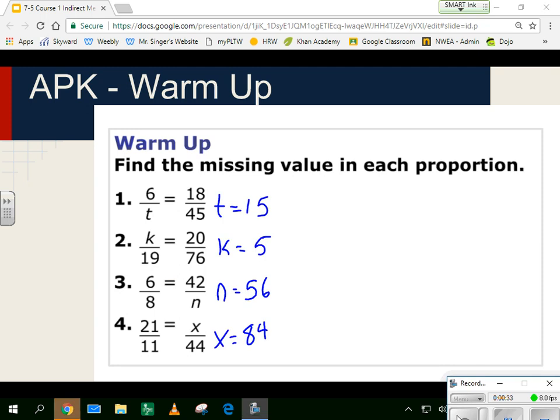Bigger numbers with your warm-up, but you probably found them to be not too difficult once you started dividing. So here are the answers you should have gotten. Hopefully you got the same answers as I did. If you did, come give me a high five and show me your work to prove that you did your work to solve these problems.